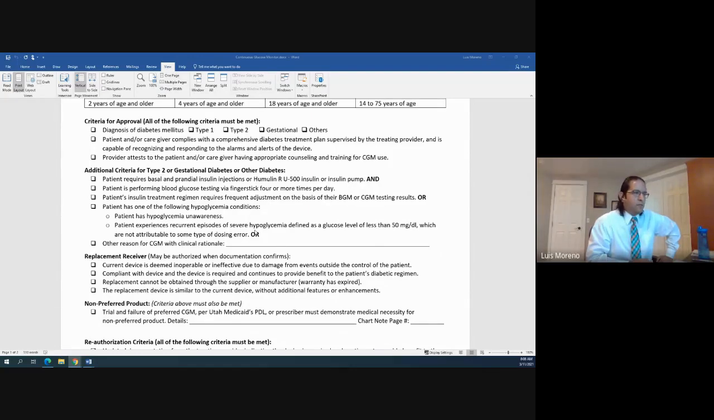Or the patient has one of the following hypoglycemia conditions. Patient has hypoglycemia unawareness, or experiences recurrent episodes of severe hypoglycemia, defined as a glucose level of less than 50 milligrams per deciliter, which are not attributable to some type of dosing error or there is other clinical rationale.